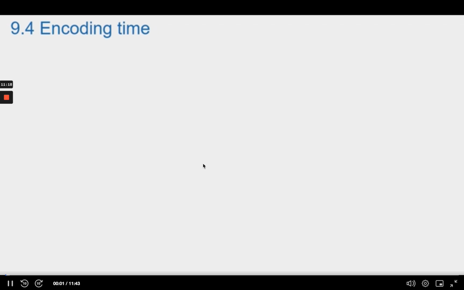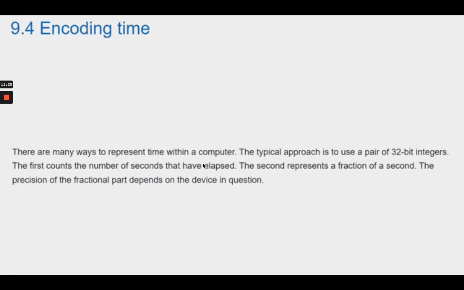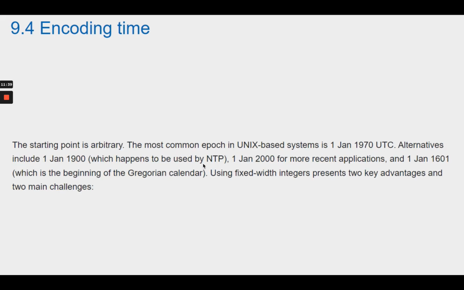Section 9.4. Encoding time. There are many ways to represent time within a computer. The typical approach is to use a pair of 32-bit integers. The first counts the number of seconds that have elapsed. The second represents a fraction of a second. The precision of the fractional part depends on the device in question. The starting point is arbitrary.